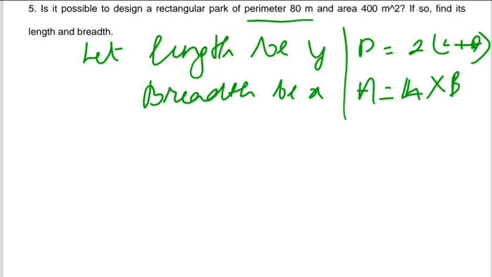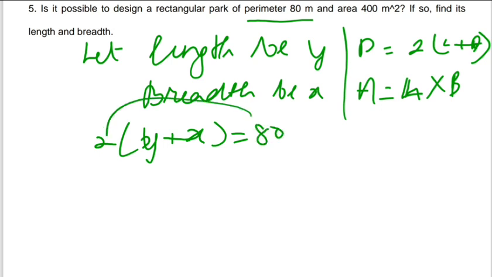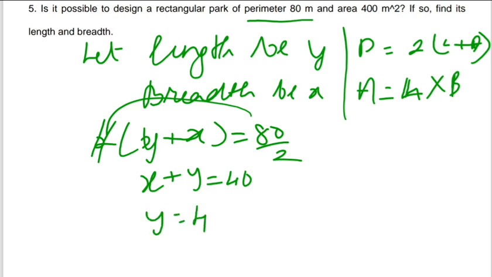So let's do the perimeter. 2 into (y plus x) is equal to 80. If you take 2 to that side, it changes to divide by 2, so the 2 will cancel. So x plus y is 40. Since we need x terms, we can take y is equal to 40 minus x. This is the first equation we got, so keep it as it is.